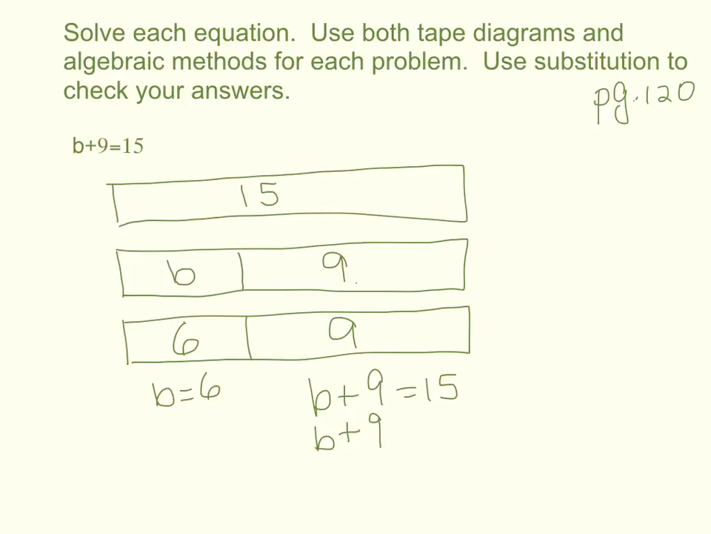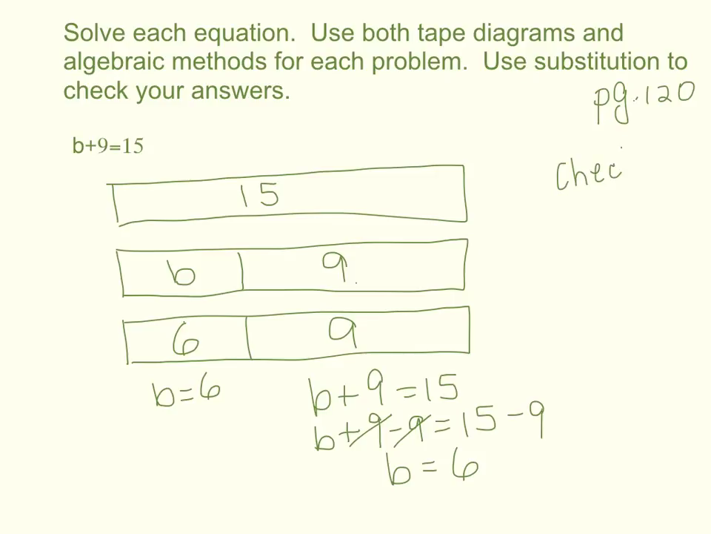So we have plus 9 minus 9, and we are going to write 15, but remember to keep both sides of the equation equivalent, we have to subtract 9 from both sides. On the left side, our 9's cancel each other out, so we're left with b, and 15 minus 9 equals 6.